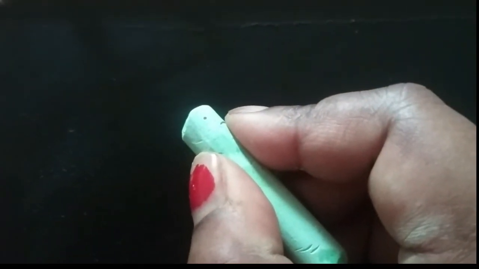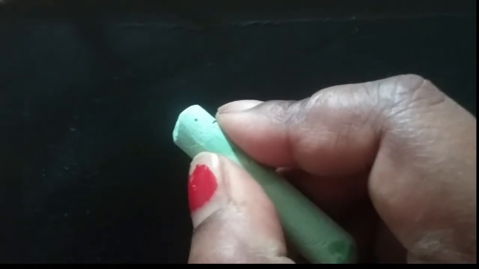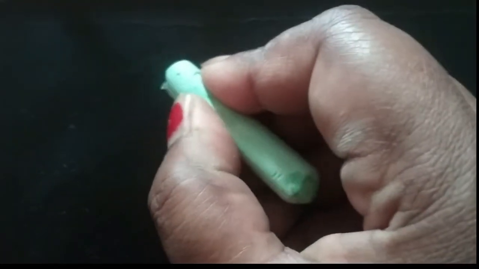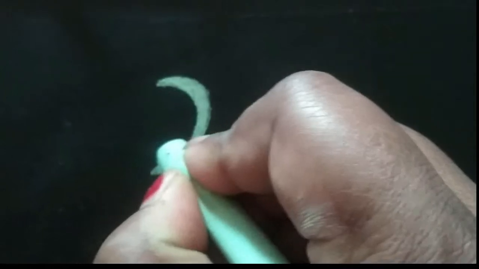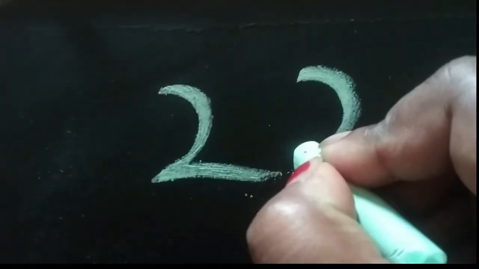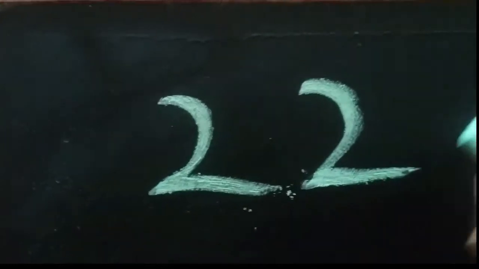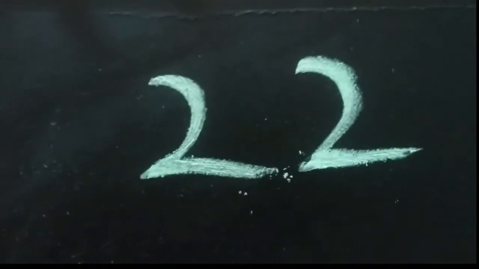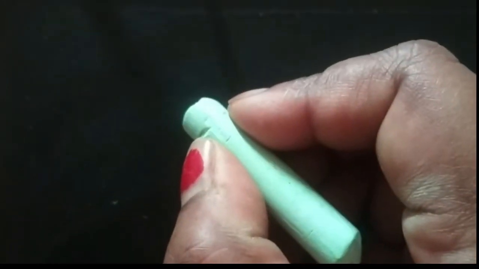Very good. Writing number 2, what we need? A curve and a sleeping line. A curve and a sleeping line. That makes number 2. Let's write number 3.